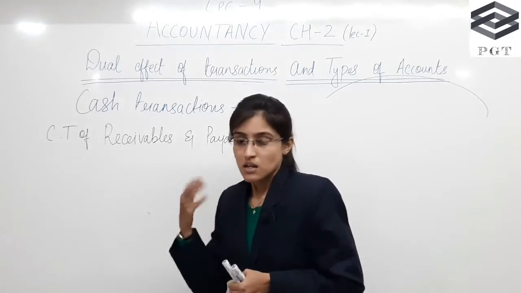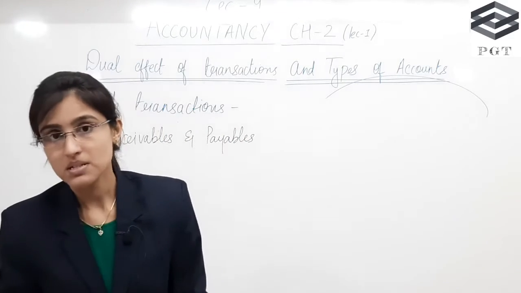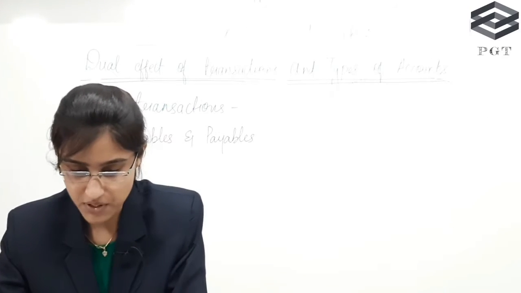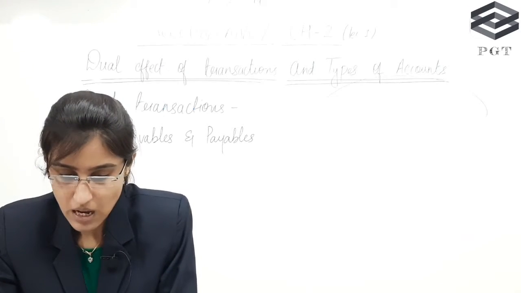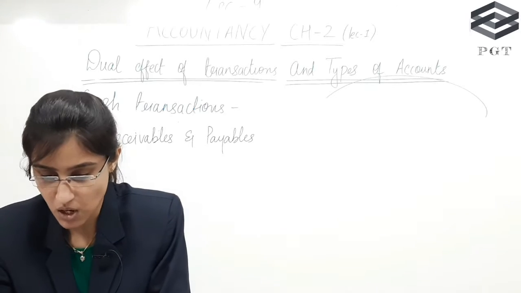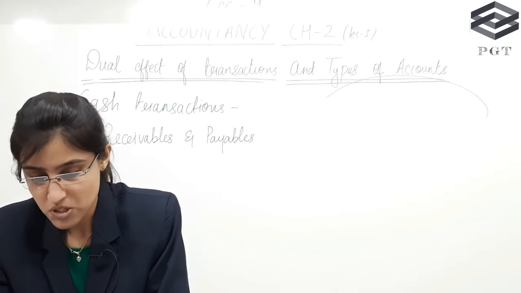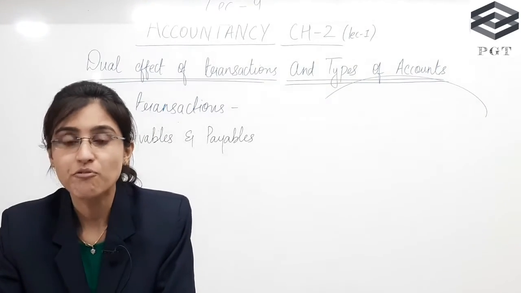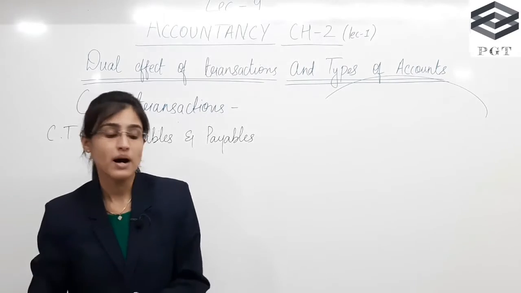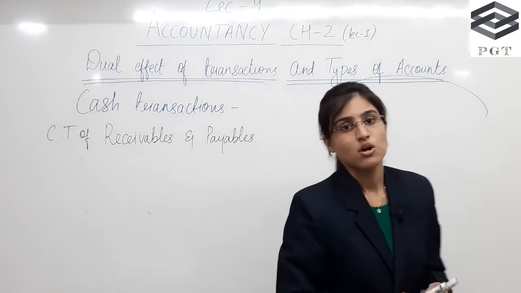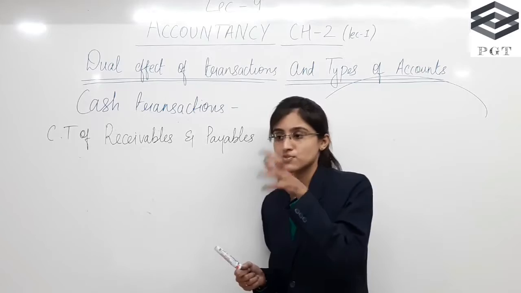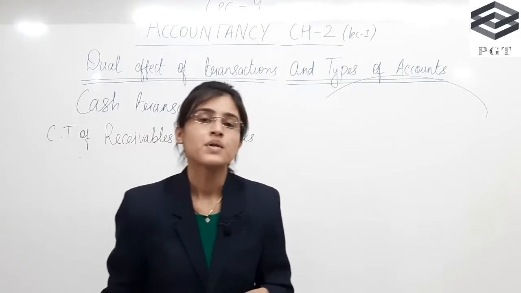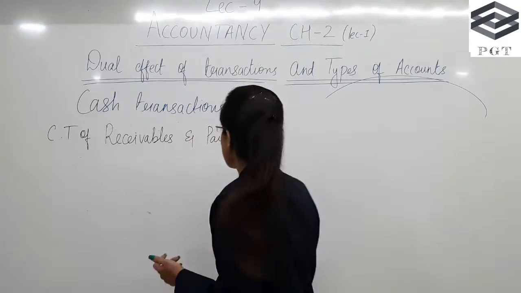Yes, then the cash transaction for receivables can be understood. The example is given here. The outstanding payment of ₹3,000 for goods purchased from Ramila is made. This is again the cash transaction of payables, that means you had purchased several goods from Ramila in past for which the payment is made right now. Again, the cash transaction of payables.